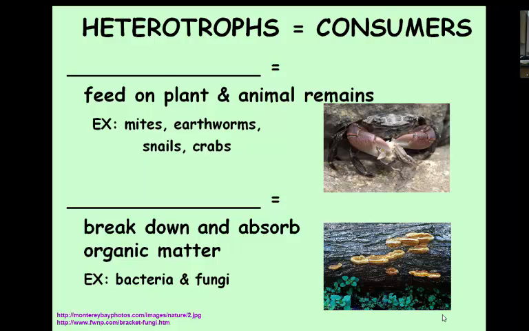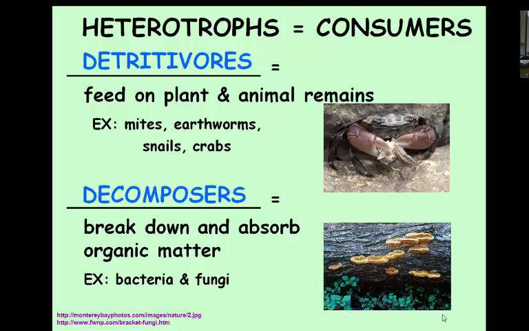Okay, so we also have heterotrophs that feed on plant and animal remains. So we have mites, earthworms, snails, crabs. We call those detritivores. And then heterotrophs that break down and absorb organic matter, bacteria and fungi. They basically break it down, absorb it, and then they feed it back into the system. We call those our decomposers.